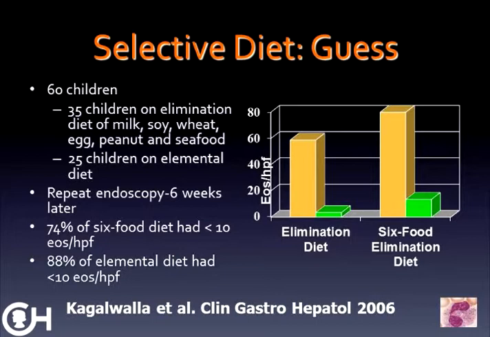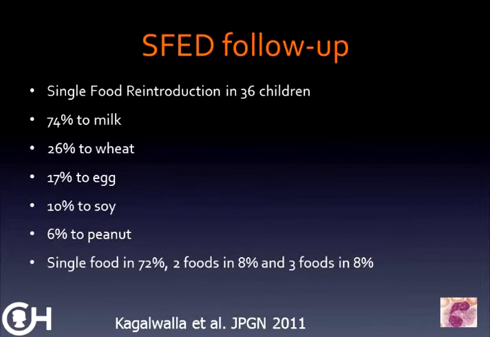And when they've done that diet, they have great success. About 74% of the children had a complete resolution. And when you put people on elemental diets, they had about 88%. In our hands, our success rate on elemental diets is much higher, almost in the high 90s. When they took the same bunch of patients and introduced foods back, so these are the patients who do respond, they're going to respond to one of those foods.